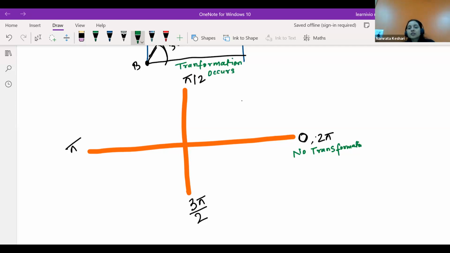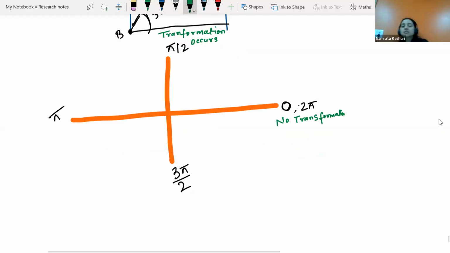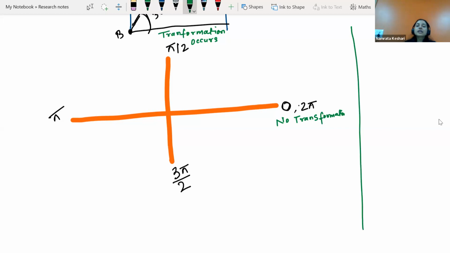No transformation means the function will not change. Sine will remain sine. Cos will remain cos. Cot will remain cot. Tan will remain tan. Sec will remain sec. And cosec will remain cosec. No transformation is going to occur. Let me show you how the angle will get changed.